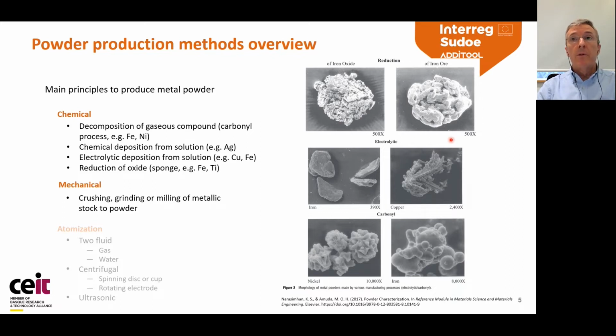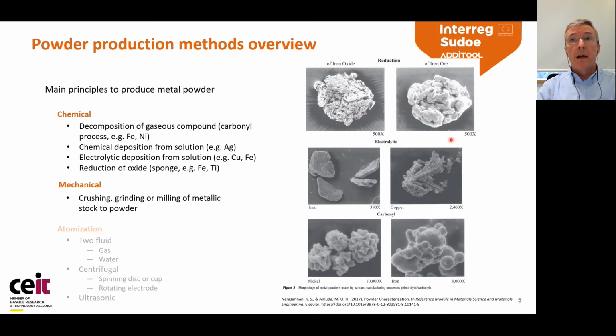In the chemical principle, you use either decomposition of a gaseous compound, for instance, in the well-known carbonyl method to produce fine powders of iron and nickel, for instance. You can also use chemical decomposition from solution, for instance, to produce silver, or electrolytic deposition from solution to produce very pure electrolytic elements like copper and iron. And you can also use reduction of oxide, starting from sponge to produce iron or titanium.